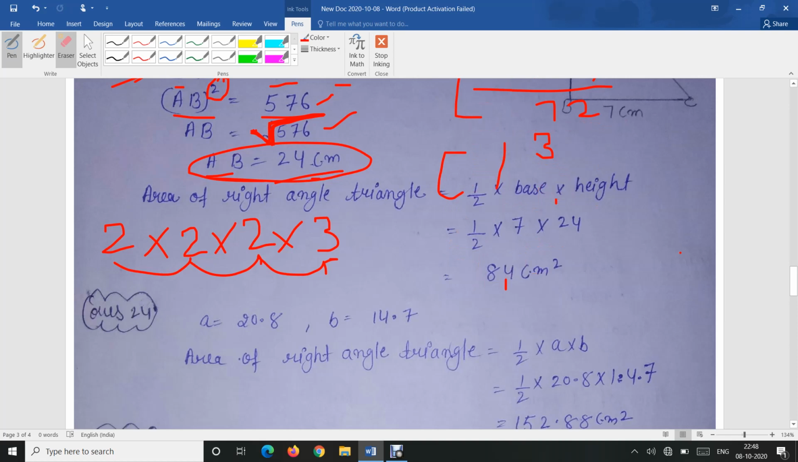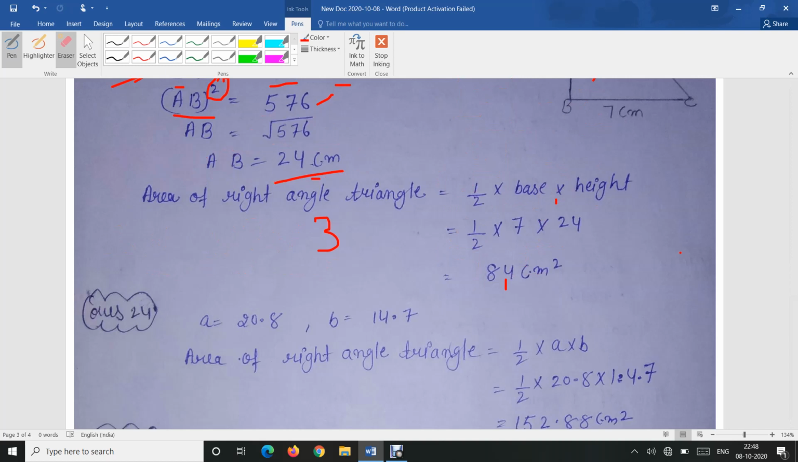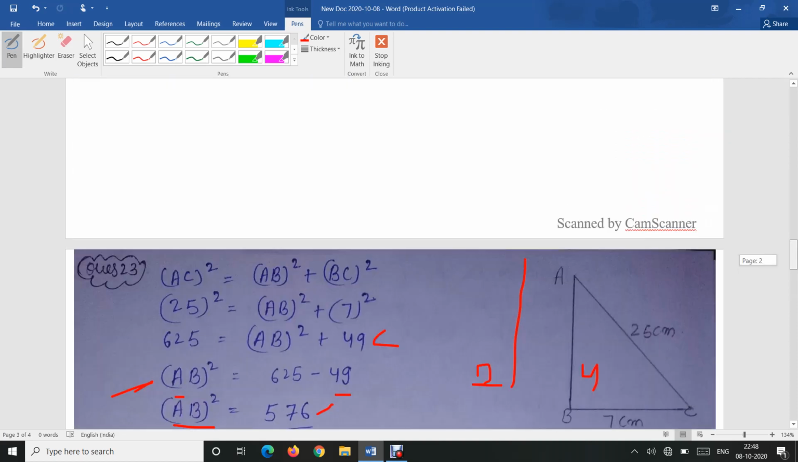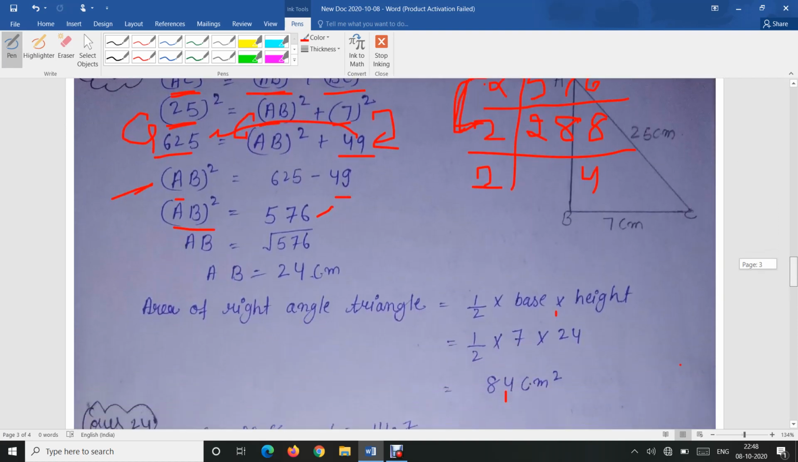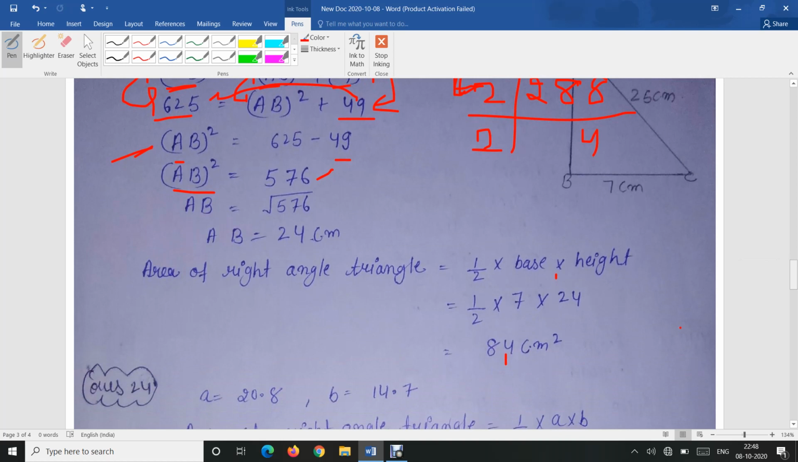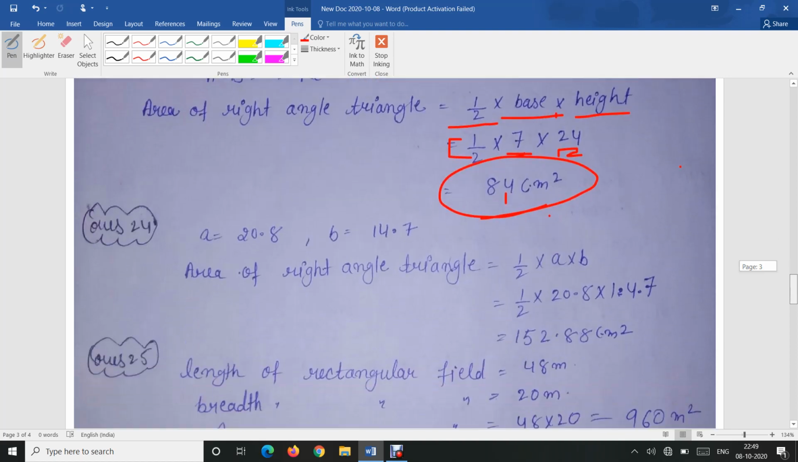But there is one thing: in this question you are asked about the area of a right angle triangle, and the area of a triangle is half multiplied by base multiplied by height. Now AB is the height of this right angle triangle. So it will be half multiplied by base multiplied by height. Base is BC. So half multiplied by 7 multiplied by 24. On solving that, you get 84 centimeters square, which is the answer.